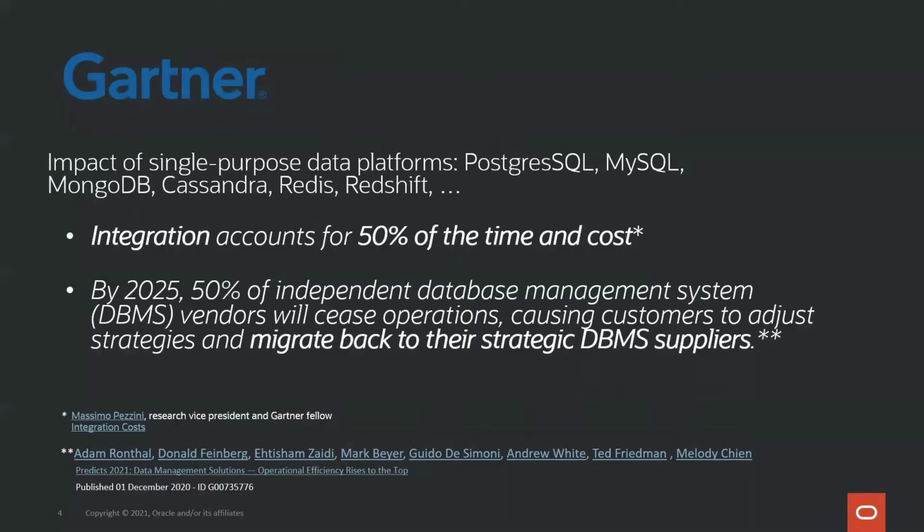In fact, Gartner now has enough of a sample size in their surveys to create financial models where they've determined that because of the significantly higher operational and integration costs of open source systems, the break-even point between commercial platforms and open source is approximately 3 years. Further, they're predicting that by 2025, 50% of the independent DBMS vendors out there will fold, and customers will be forced to migrate back to commercial data management platforms, and that's going to cost them.